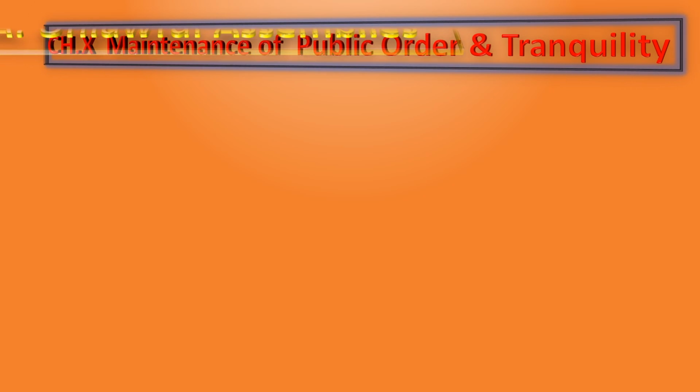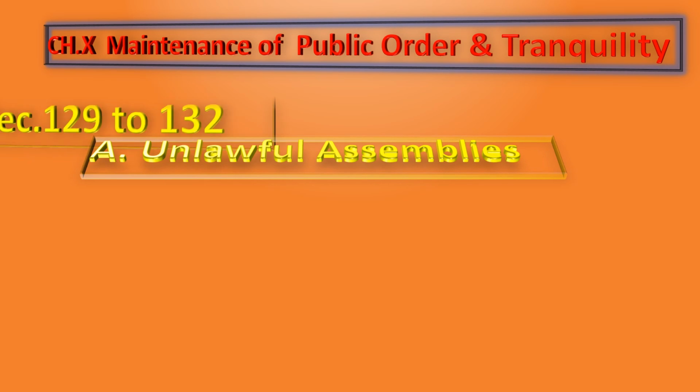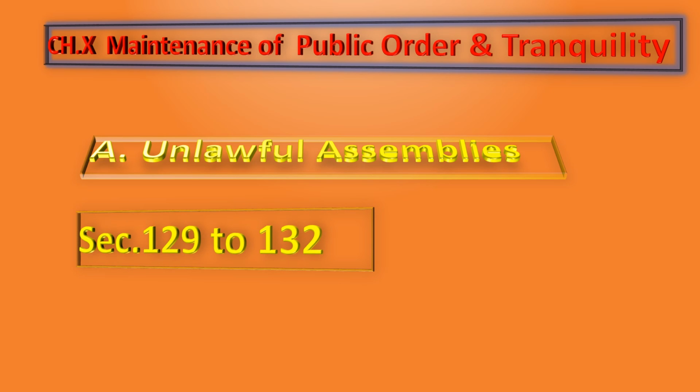Let's begin with the first part of the chapter, Part A, Unlawful Assemblies, which is as per the provision of section 129 to 132. Do not forget, first part contains 4 sections.